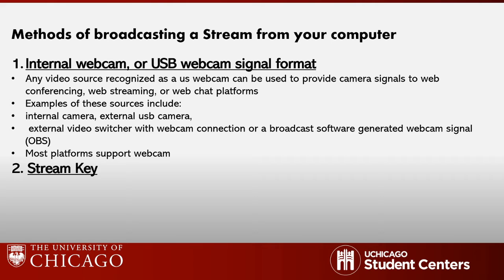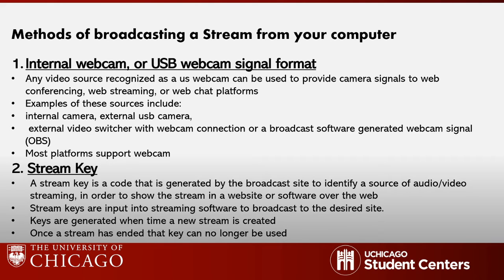A stream key is the second method. A stream key is a code that is generated by the broadcast site to identify a source of audio-visual streaming in order to show the stream in a website or software over the web. Stream keys are input into the streaming software to broadcast to the desired site. Keys are generated when a new stream is created. Once a stream has ended, that key can no longer be used.